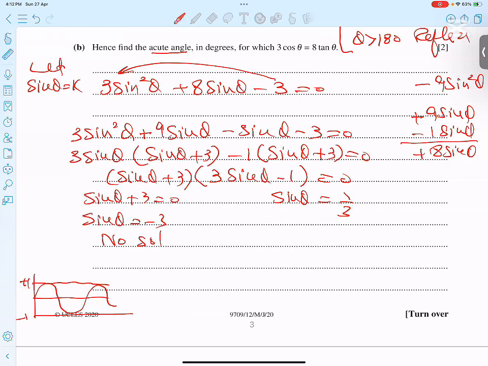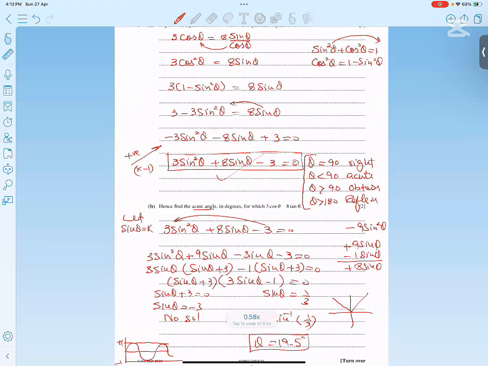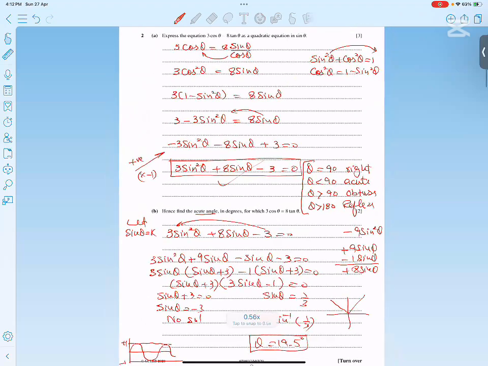Here, sine is positive in the first and second quadrant. He said acute angle, so it means the first answer is my target. So it means sine inverse of 1/3. And if I check in the calculator, I get 19.5 degrees. I hope the concept of the question is completely clear.